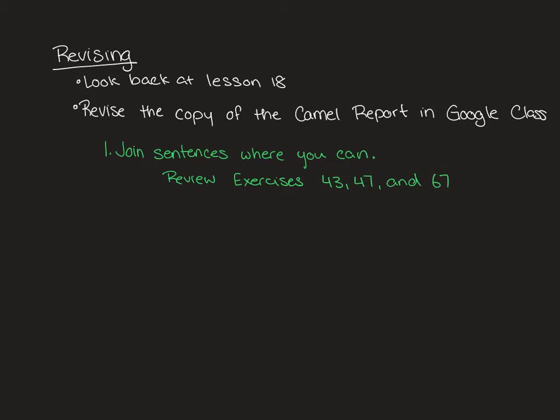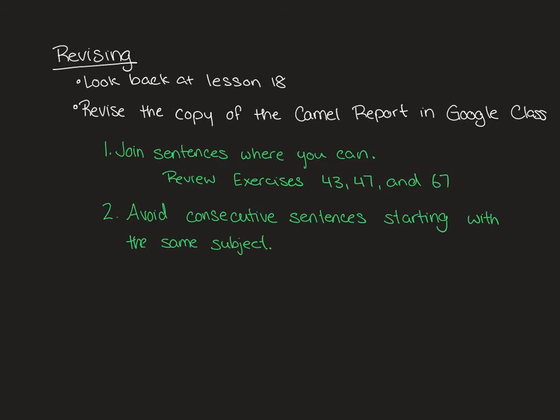The first step is to join sentences where you can, and they ask you to be creative. Don't just join them with the word and. To help you with this, review exercises 43, 47, and 67 in your Communicating Skills book that go over some suggestions of how to do this.